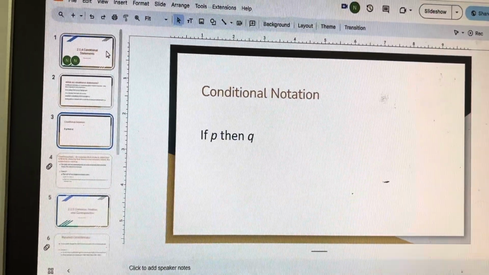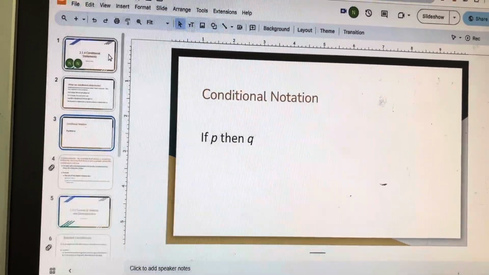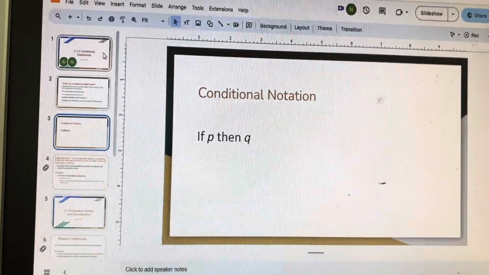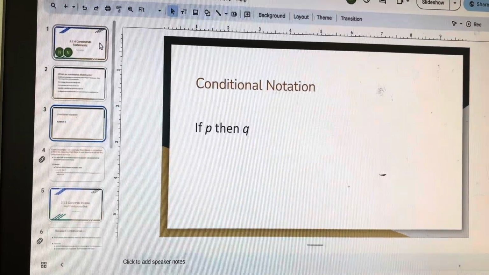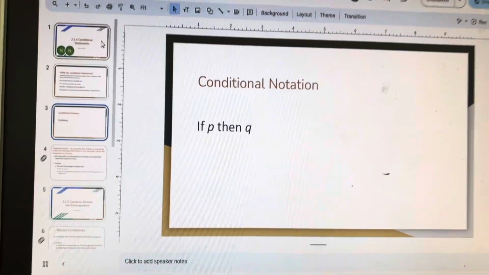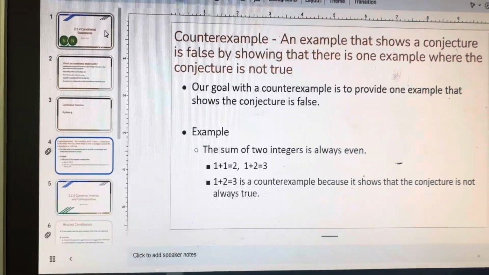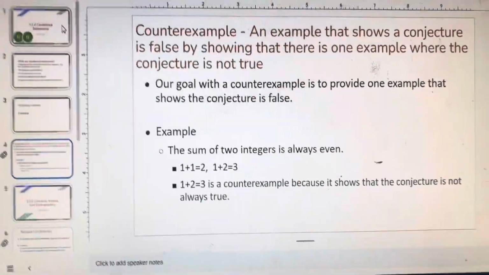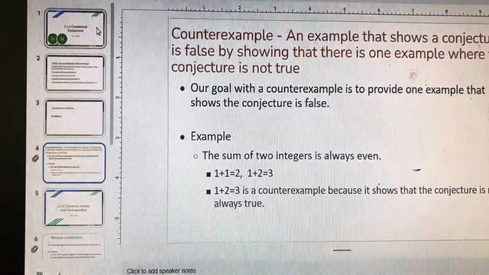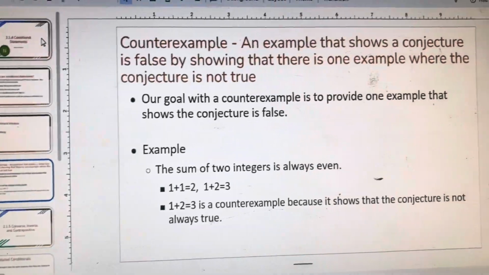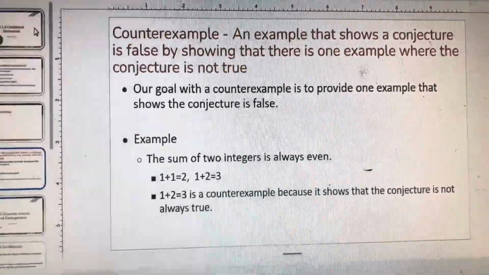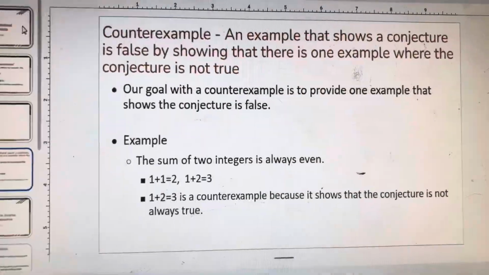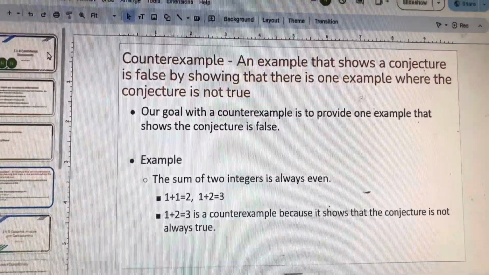Okay, P is my hypothesis. Q is my conclusion. And the if and then are not part of the hypothesis or conclusion. They just kind of indicate where those are going to go. The last thing that's on the notes for this section is the counterexample. If you have a counterexample, that's the example that shows that a conjecture is false, okay? It gives an example by saying this is where it's not true, all right?